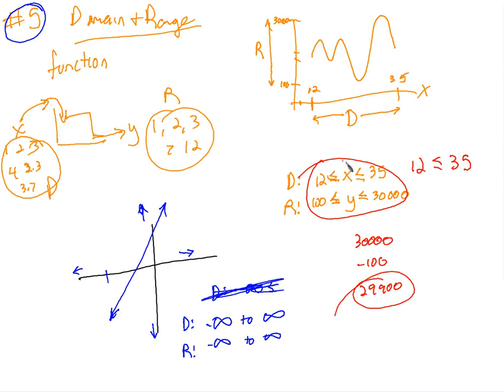What we want to say is that the values that you can put into the function can range from 12 to 35, and the values that you can get out of the function range from 100 to 30,000. Okay? So, and I realize I just used the word range to talk about both of these. And now I'm using the definition of range that we use in everyday life. So just got to be aware of your context and the words that you're using. Okay. So on to number 6.